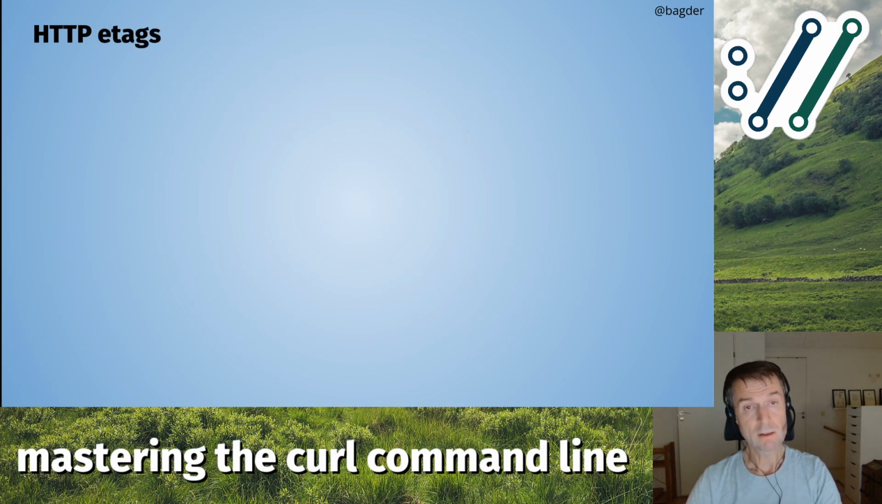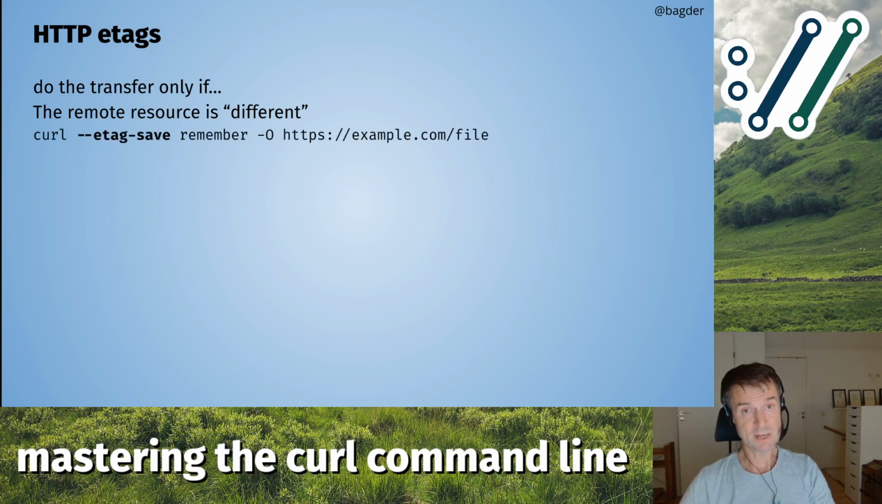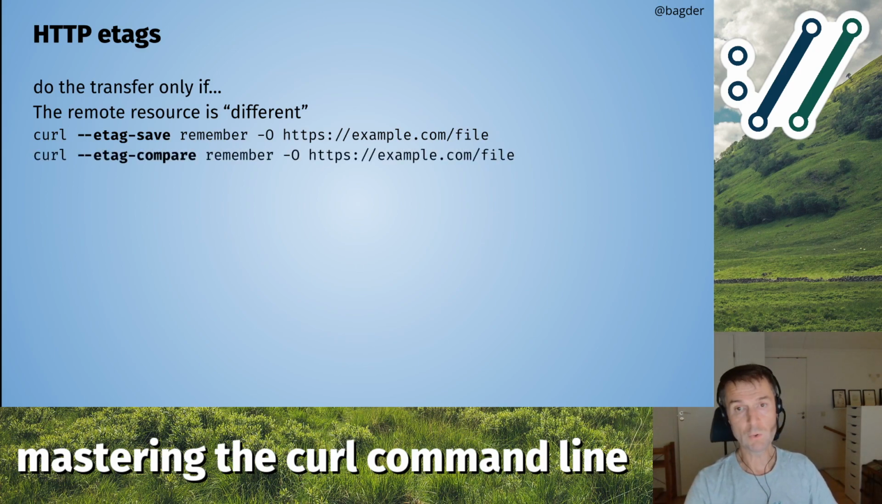Then similarly, you can also do e-tags. E-tags is another way to do conditional things. Only get the data again if it's different than the last time. You basically save the e-tag for this resource this time into a file. In this case, we call the file remember. So I get this file and remember the e-tag here. And then I get it again tomorrow, only if it's different than what I got yesterday, right? E-tag save, e-tag compare. So as long as it's the same that I already have, don't get it again.